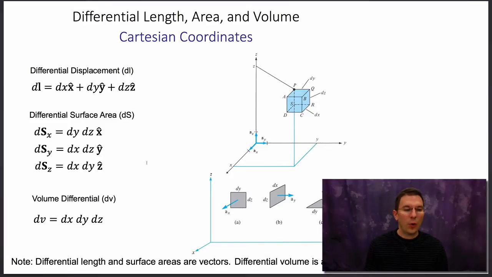So it's important to understand that differential surface areas are actually vectors. They have a direction associated with them, and that vector is normal to the actual differential surface area. And then differential volume has a really simple form in Cartesian coordinates. It's just dx times dy times dz.